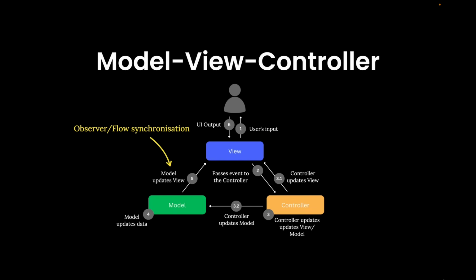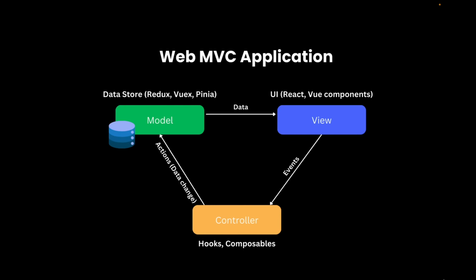And finally, the user sees the updated UI. The changes are reflected in the UI and the user sees the updated state of the app. That's the core idea behind MVC. In the real world, it could look like this.